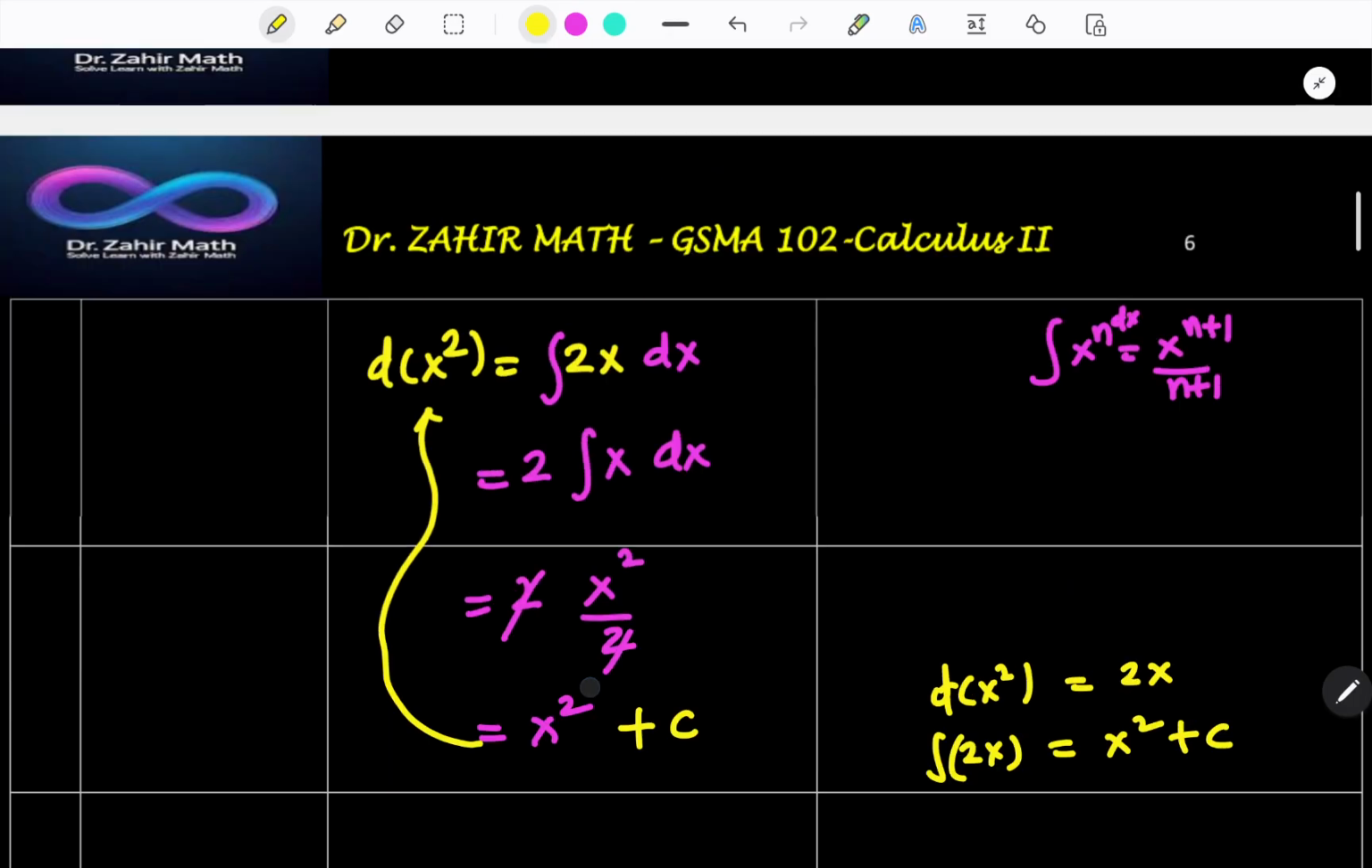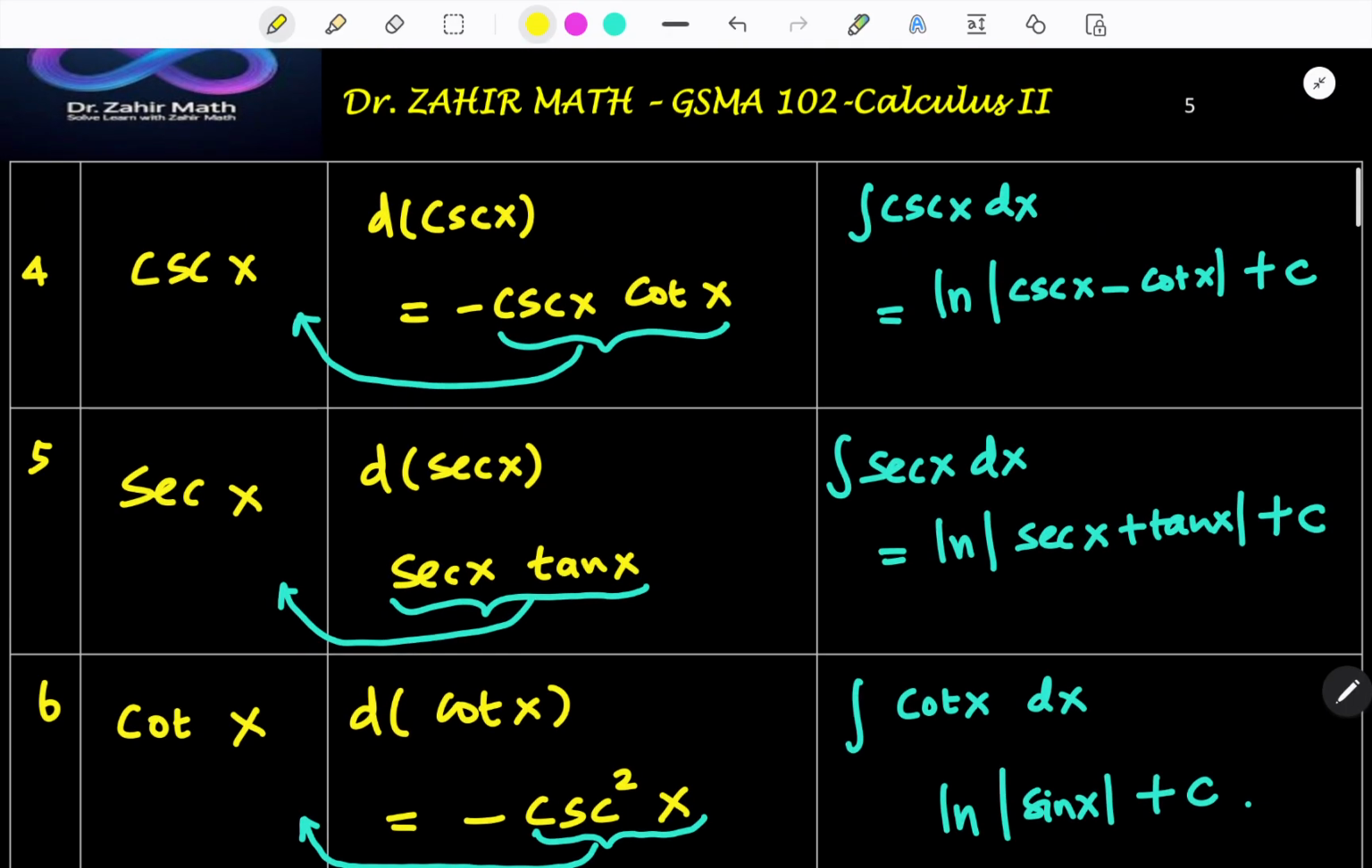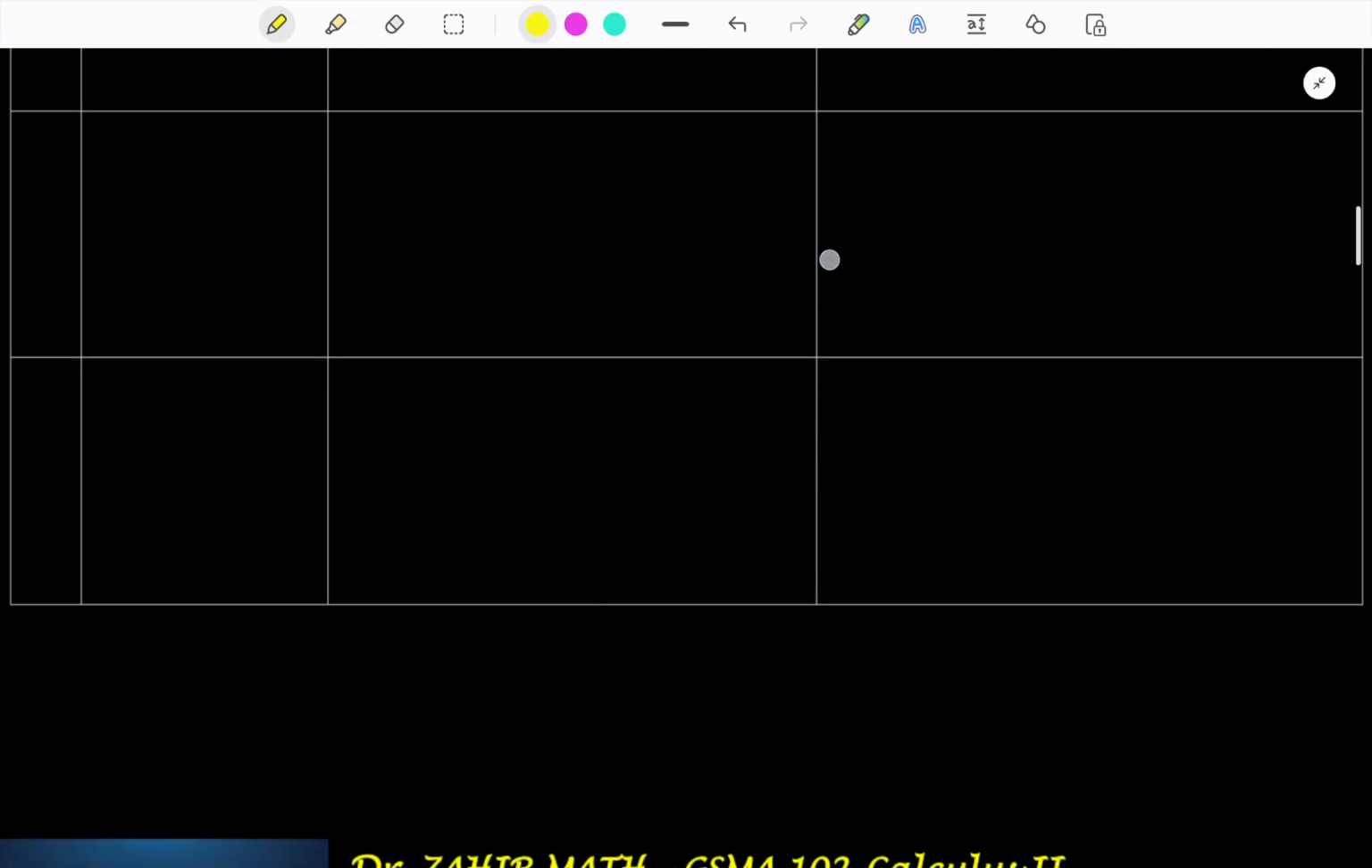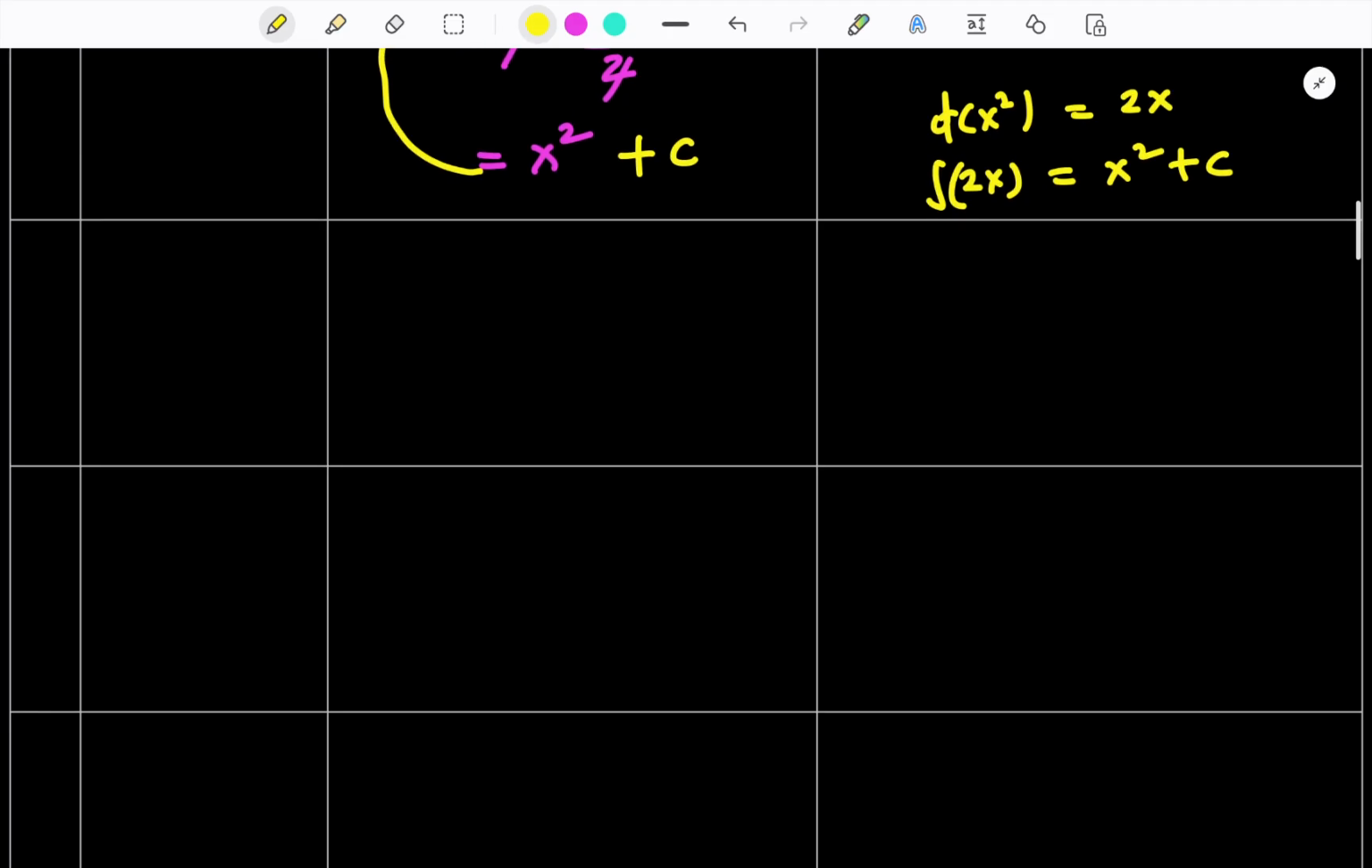Okay, let me take the examples. For example, you take cosecant square x. Suppose you want to find the integral of cosecant x cot x. You will get this one. And suppose you want to find the integration of this one, your answer is this one. If you want to find the integration of this one, your answer is this one. So this also you need to remember as a rule. So let me write the rule also.